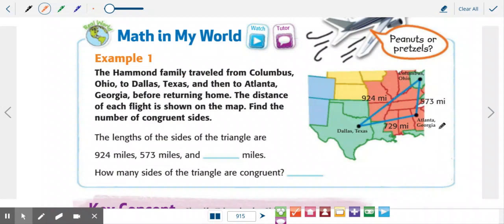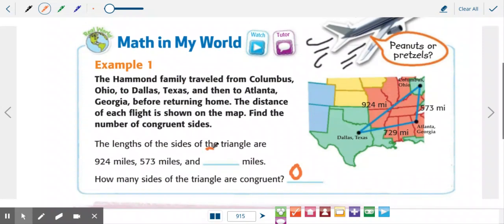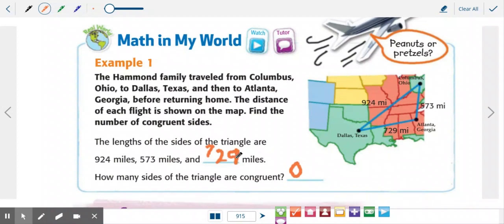Remember, congruent meant equal. So if I look at 729, 573, and 924, are there any congruent sides? Nope, there are no sides that are congruent. None are equal. So we're going to put a 0 here, okay? Now, the lengths of the sides of the triangle are 924 miles, 573, and what's the missing one? We are looking at 729. Oops. So 729 miles. That makes it so that none of the sides are congruent.